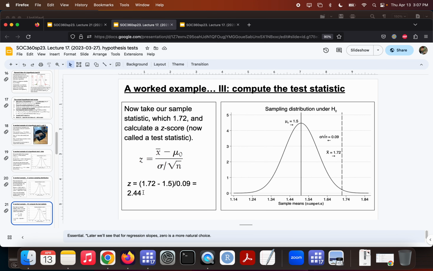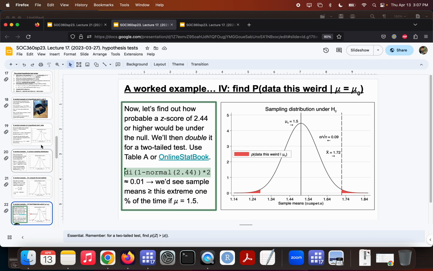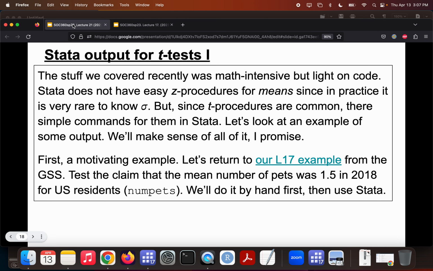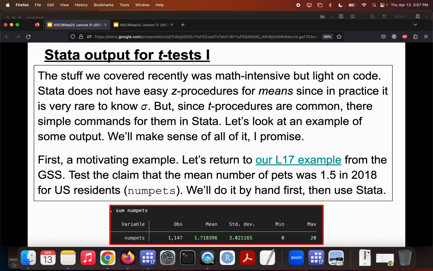First, we found a z-score of 1.72 minus 1.5 over 0.09, sorry, and then we got 2.44. And then what we did was we used Stata to find basically a p-value that was about 0.01. So we're going to be more exact here, but we'll note that in the first case, we're going to get basically a test statistic that's identical.